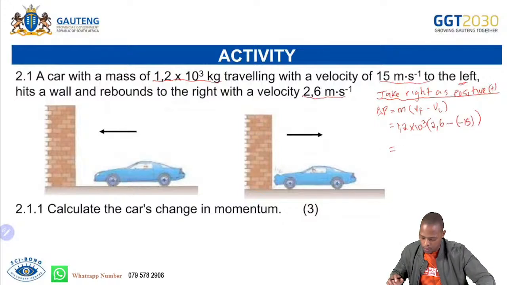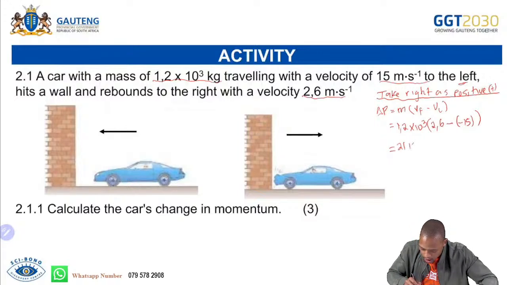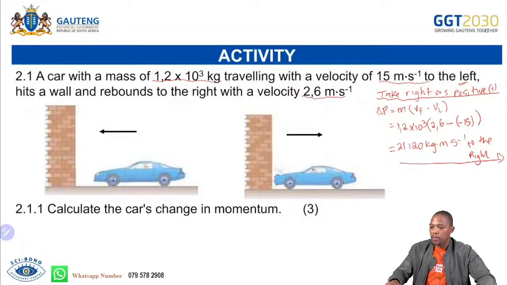Then from there I go to my calculator, 1.2 times 10 to the power of 3. Open the bracket, 2.6 minus a negative 15, close the bracket. I should find that my change in momentum is 21,120 kilograms meters per second to the right. SI unit with the direction. That is the change in momentum.